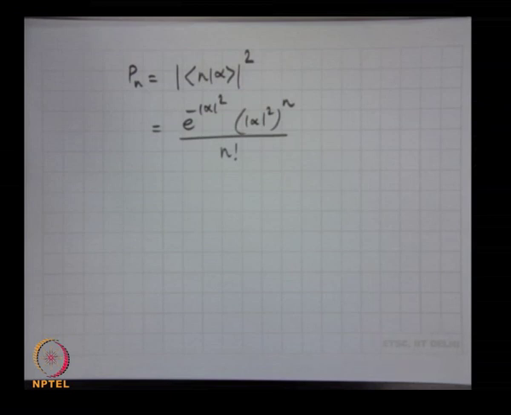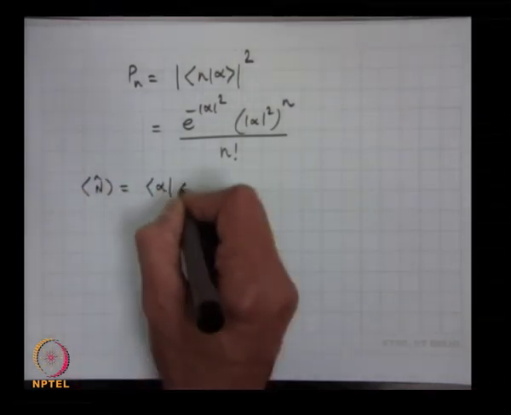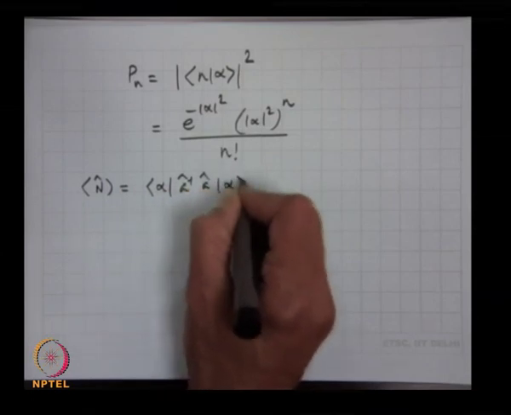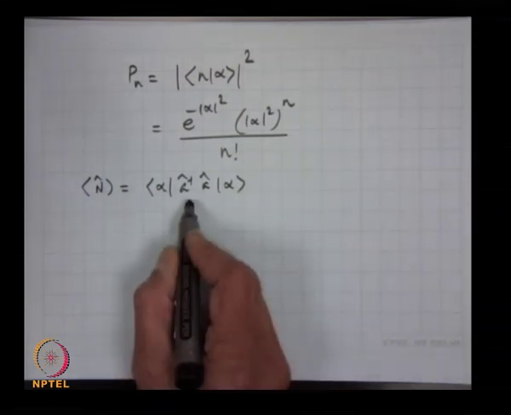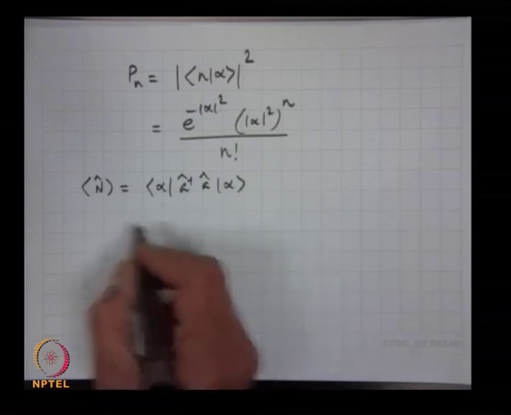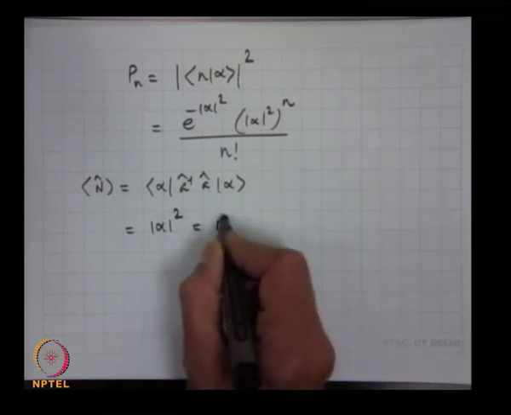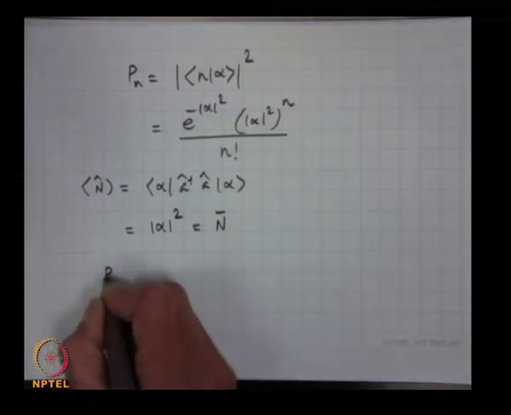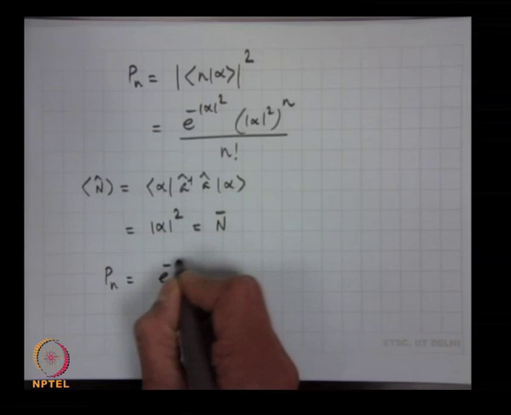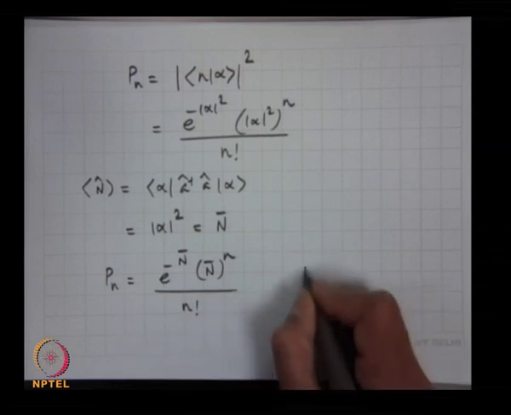Now I can relate alpha to the expectation value of the number of photons. So let me calculate the expectation value of the n operator. This is <alpha|a†a|alpha>. a|alpha> is alpha|alpha>, and <alpha|a† is alpha*<alpha|, so this gives alpha* alpha, and because |alpha> is normalized, this is |alpha|^2. This is the expectation value, which I just write as the average number of photons, n bar. So the probability of observing n photons is exp(-n bar) n bar^n divided by n factorial. This is the Poisson distribution.